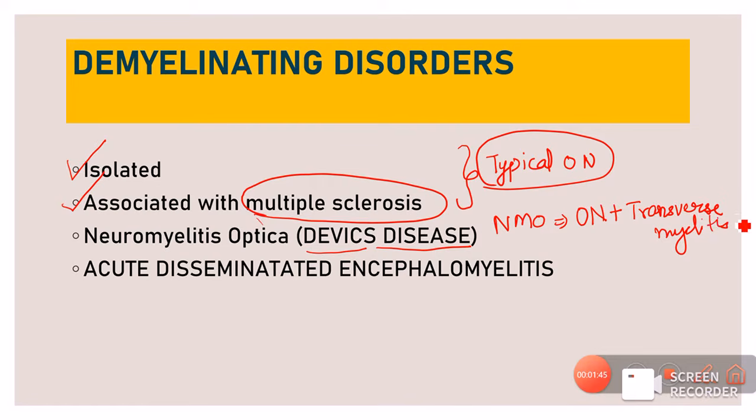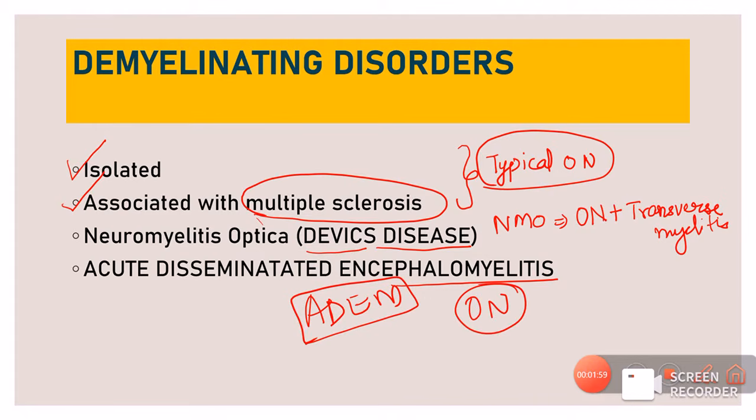Now, another association with optic neuritis is acute disseminated encephalomyelitis, also called ADEM. In this also we have optic neuritis, but what is typical with ADEM is that there will be a history of recent viral infection or recent vaccination, and it is believed that there is autoimmunity triggered by a recent infection, or to be more specific a viral infection, and in certain kinds of vaccinations, which will lead to autoimmunity and cause demyelination and finally cause the optic neuritis.